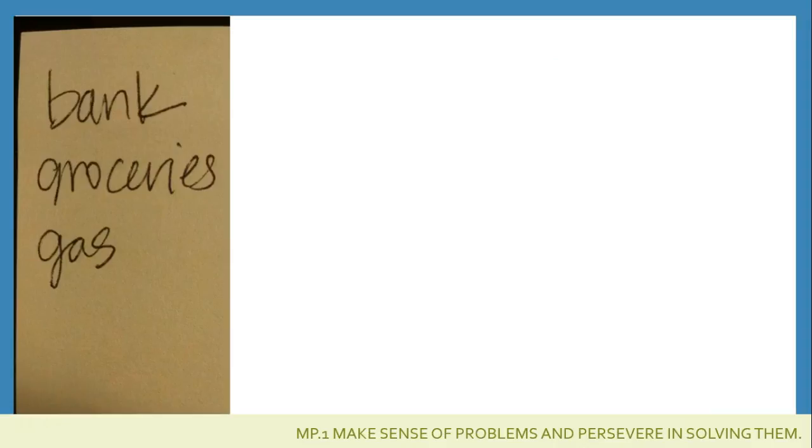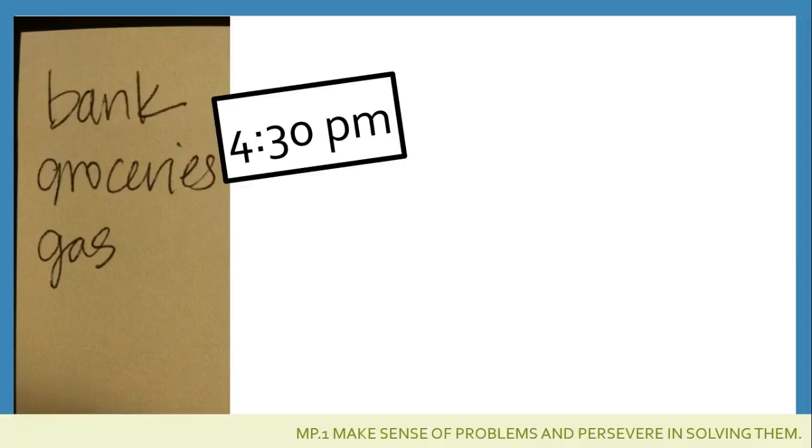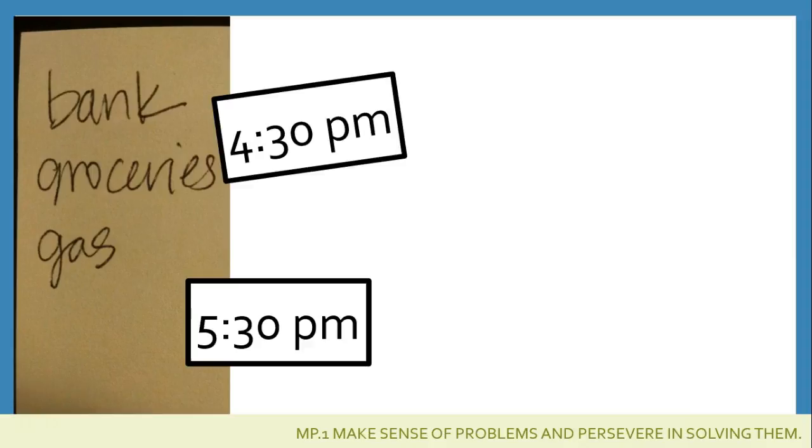Imagine that you're going away for a weekend and need to run some errands before you leave town. You finish working at 4:30 and need to be on the road by 5:30 so that you can arrive at your destination before it gets dark. So now you have a problem to solve. You need to be able to run your errands within a 1-hour time span.